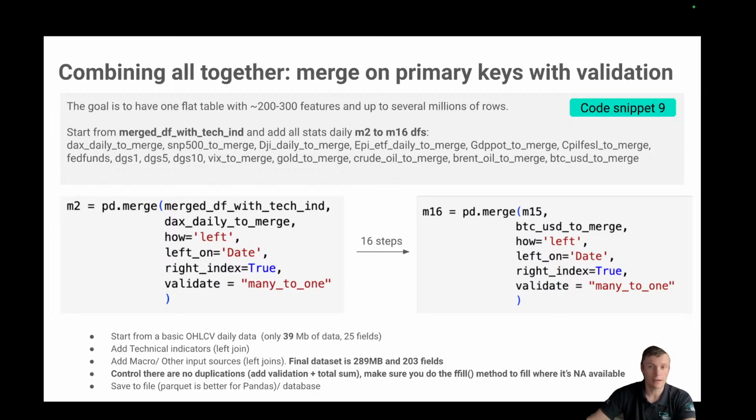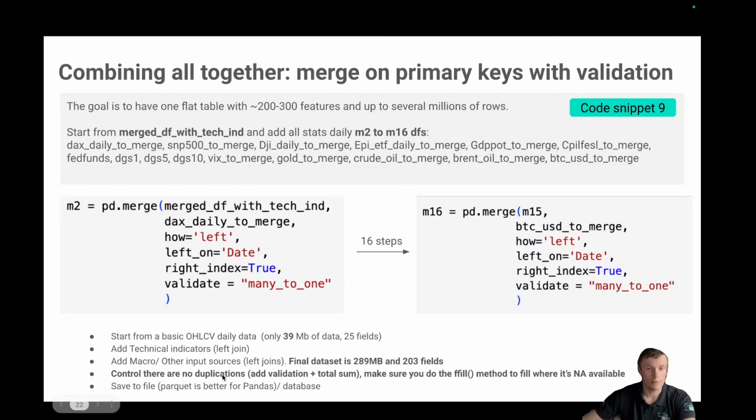The last thing for today is how we move from this merged data frame with technical indicators to the final data frame, which includes all previous macro stats that we discussed previously. We started from stocksdf, we got mergedf with technical indicators, we then add 16 additional data frames through joins. The final data set is about 289 megabytes and 203 fields.